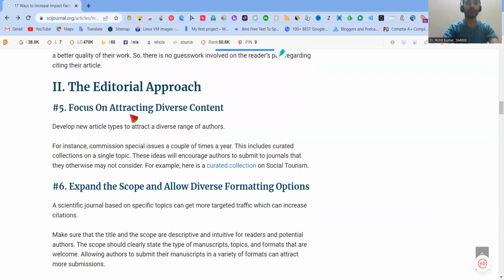So first thing, focusing on attracting diverse content. You must have heard or seen that a particular journal or conference is taking papers from almost every domain.